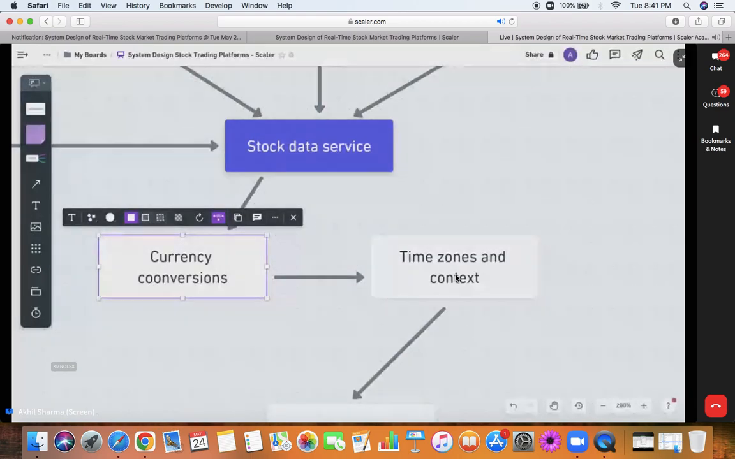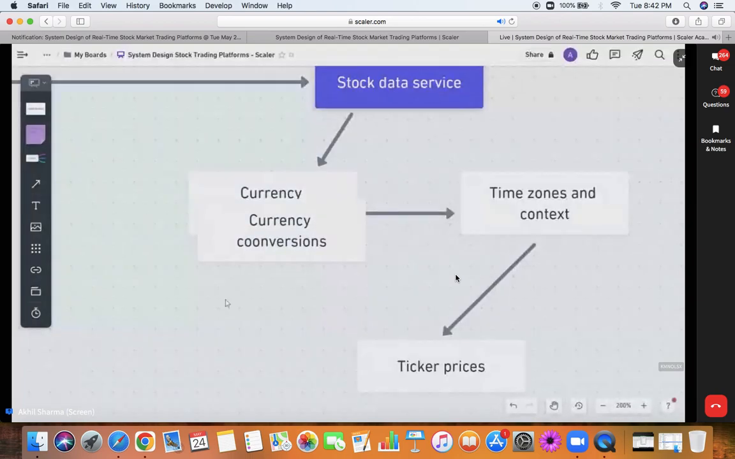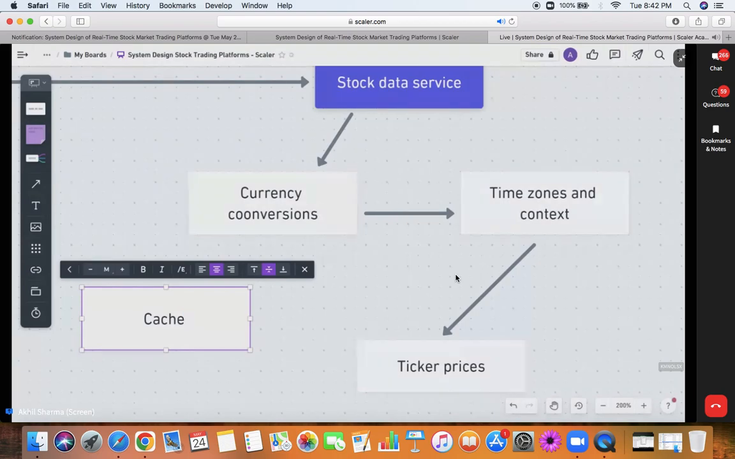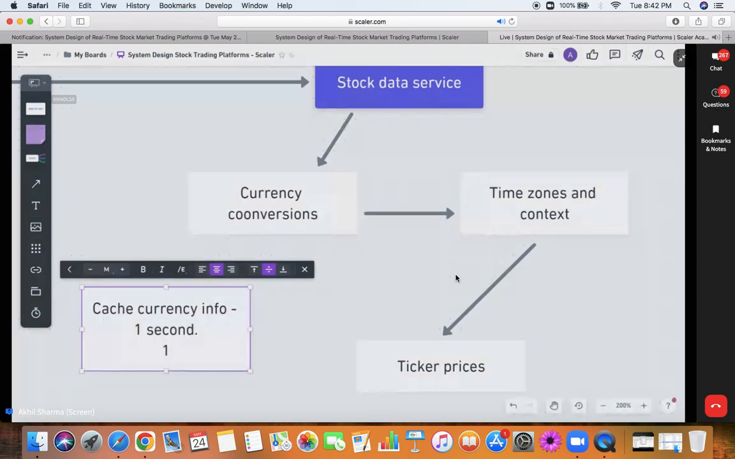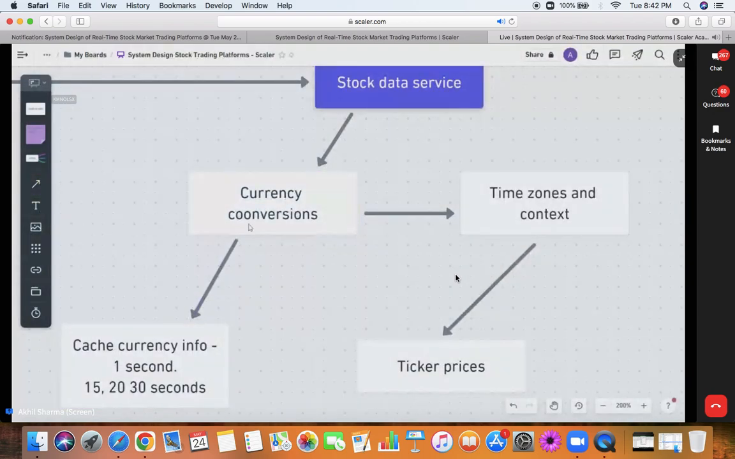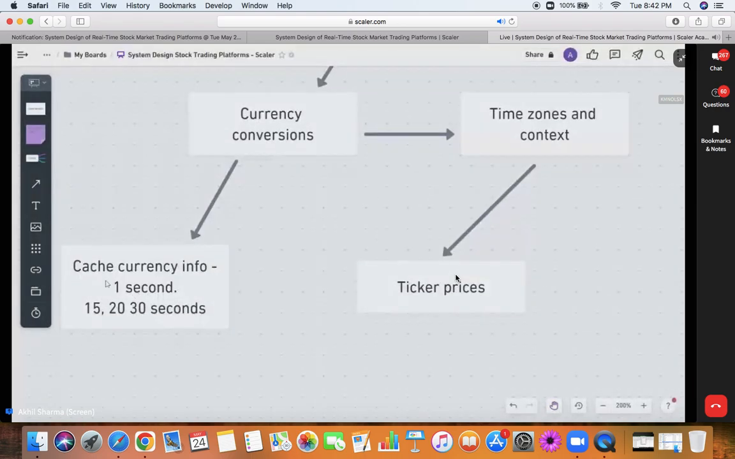So you're always maintaining a cache. Let me write it here so that you guys won't forget it. You maintain a cache of currencies information. And this is changing every 1 second. Depending on how accurate you want your system to be, it can change in 15 seconds or 20 seconds or 30 seconds. But ideally, you want it to be changing every 1 second. And every 1 second, you'll have data flowing in through different APIs.